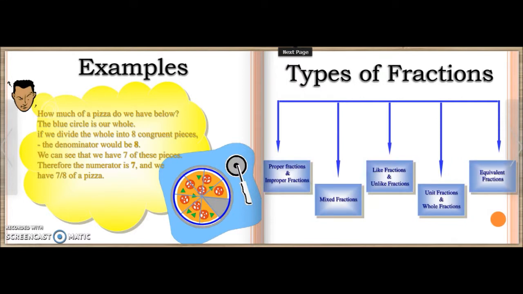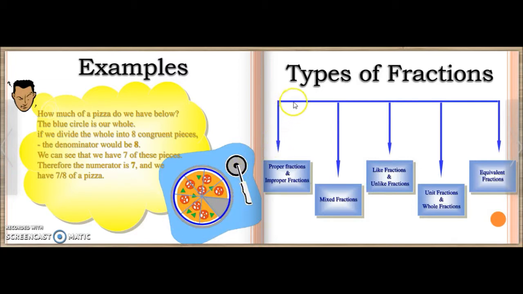Examples. How much of a pizza do we have below? The blue circle is our whole. If we divide the whole into 8 congruent pieces, the denominator would be 8. We can see that we have 7 of these pieces. Therefore, the numerator is 7, and we have 7 over 8 of a pizza.